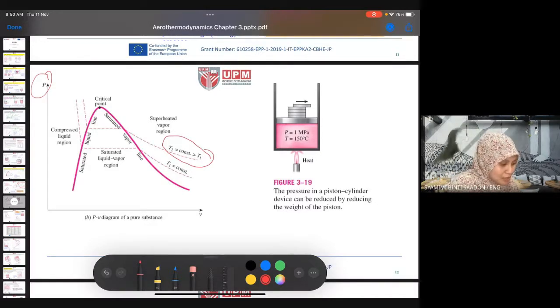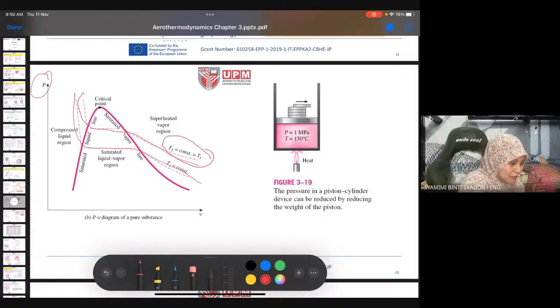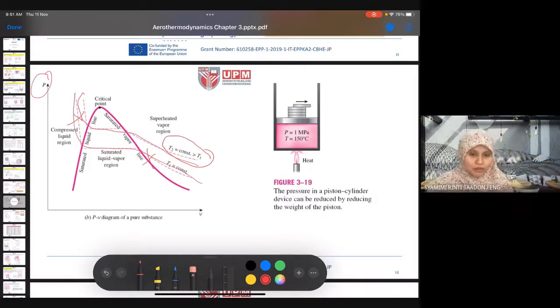So the isothermal line in the PV diagram is like this, the dotted line. Along that line, we assume that the temperature is constant. So you have to know how to read the diagram. It means that if you have the water at this state or at this state, the temperature will be the same, but the pressure and volume are different.